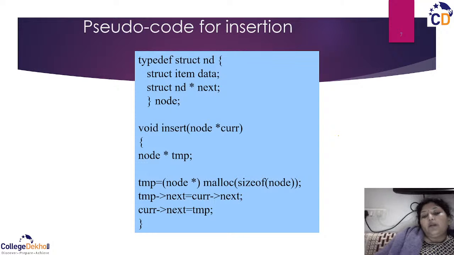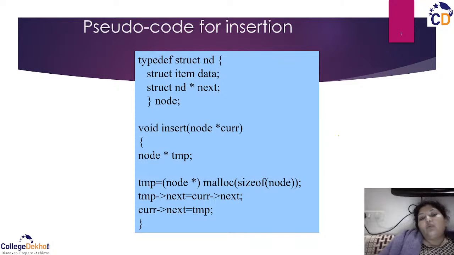Temp is equal to node, and which type of node? We are specifying how to allocate the memory. We will be using the malloc function for allocating the memory space. Size of node, whatever the type of node, you may take the size of that node. Then temp next will now hold the current next address. So the address of the current next part will be assigned to the temp next part, and whatever your current next was holding, that is now pointing towards the temp, right?